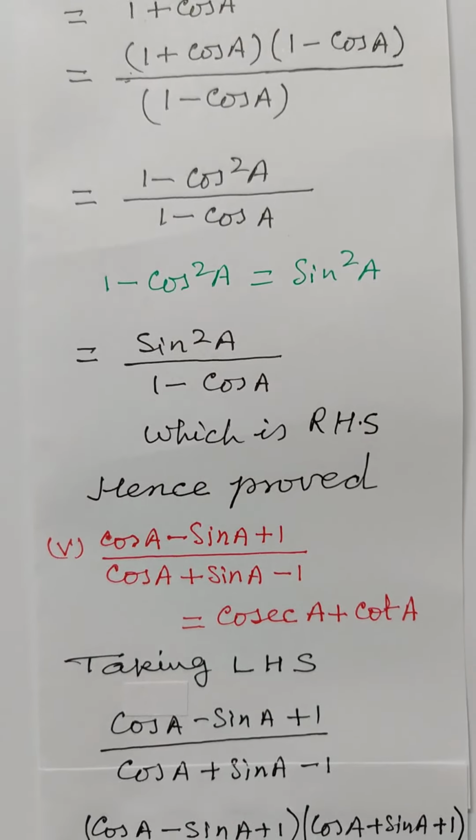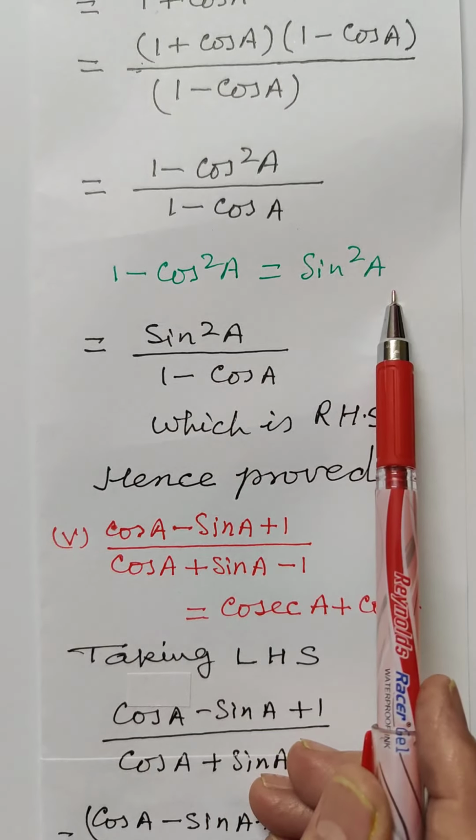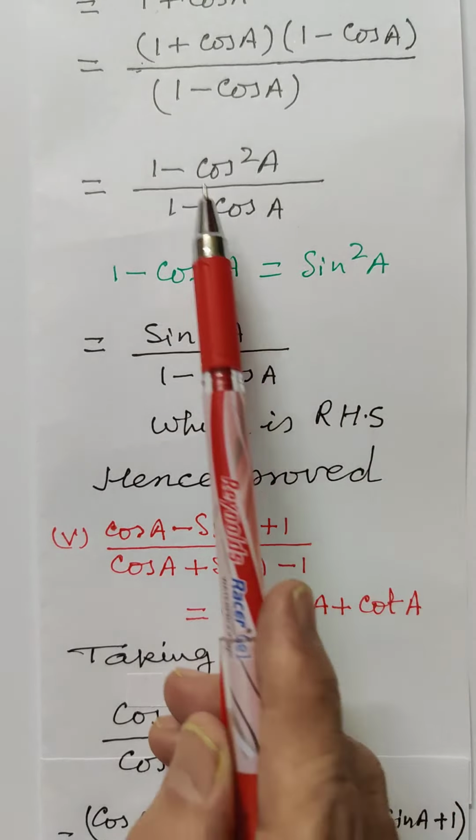We have an identity: 1 minus cos square A is equal to sine square A. Replacing this 1 minus cos square A with sine square A, so that will become sine square A upon (1 minus cos A), which is RHS, hence proved.